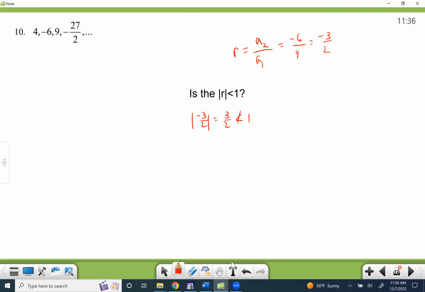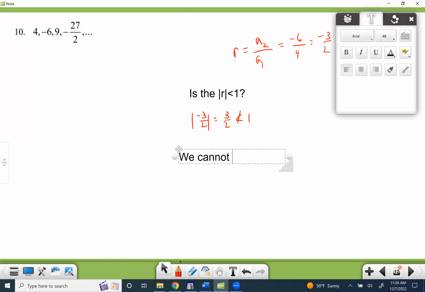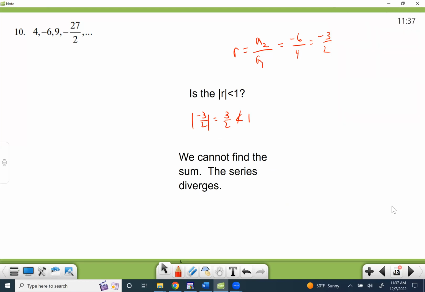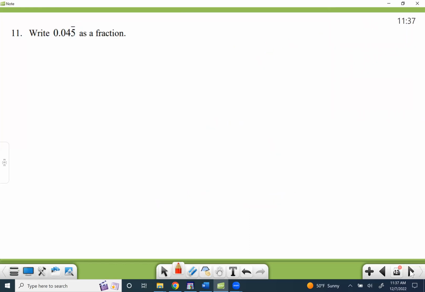So we don't even need to do the math here, right? Okay. We cannot find the sum. The series diverges. Okay, so don't use that formula because you'll get something bogus. This guy's going to head off to either infinity or negative infinity or oscillate or something, but we know we cannot use the formula unless the absolute value of r is less than 1. Okay, so this would be your answer. You could say not possible too, because I have the direction set if possible.